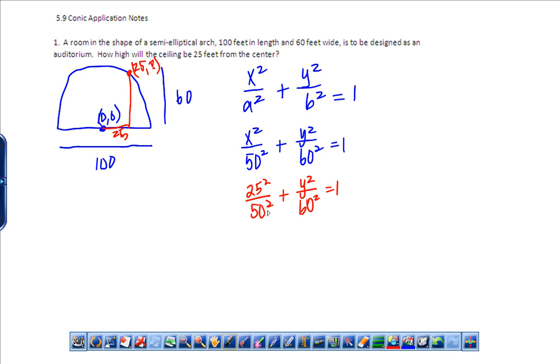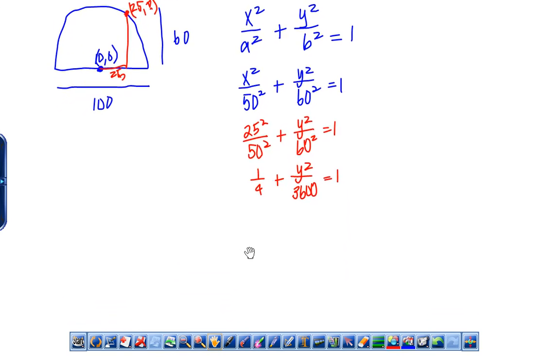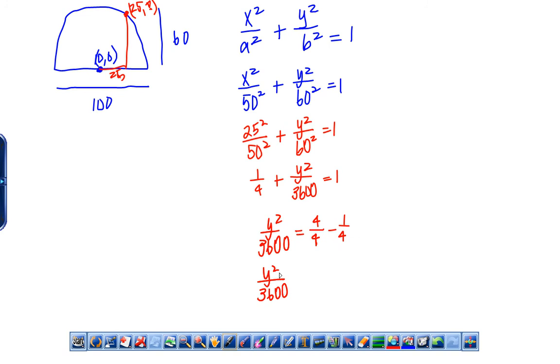So 25 squared over 50 squared is going to reduce to 1/4, plus y squared over 3600 is equal to 1. And then I'm going to move everything over to one side. So y squared over 3600 is equal to, common denominator, 4/4 minus 1/4. So y squared over 3600 equals 3/4.